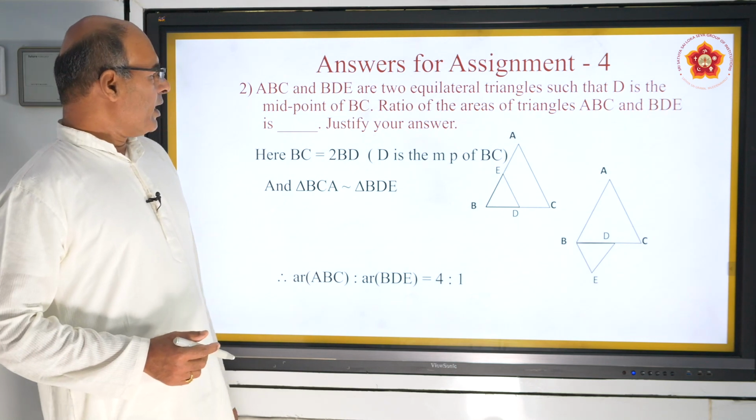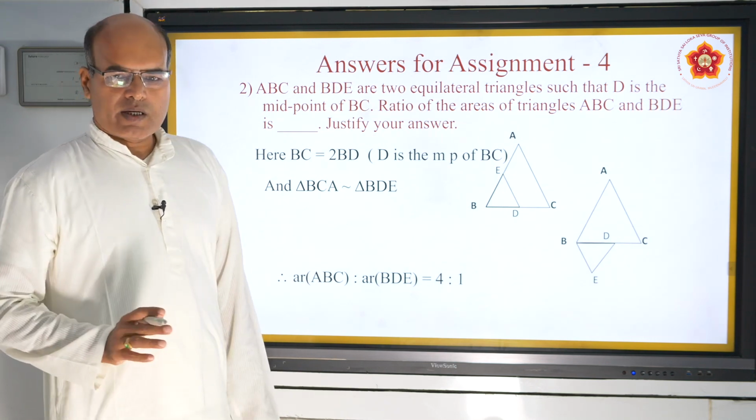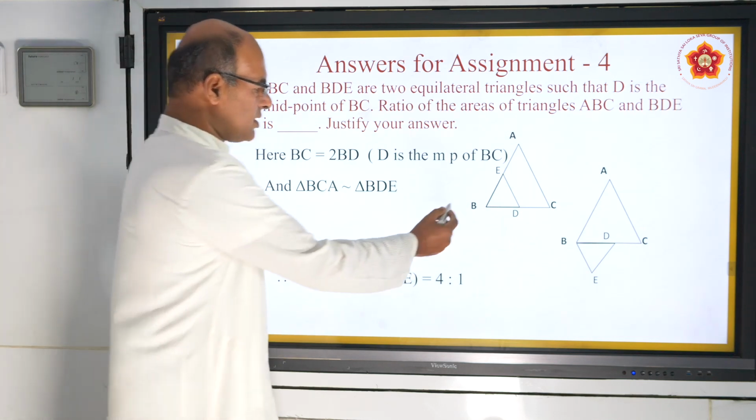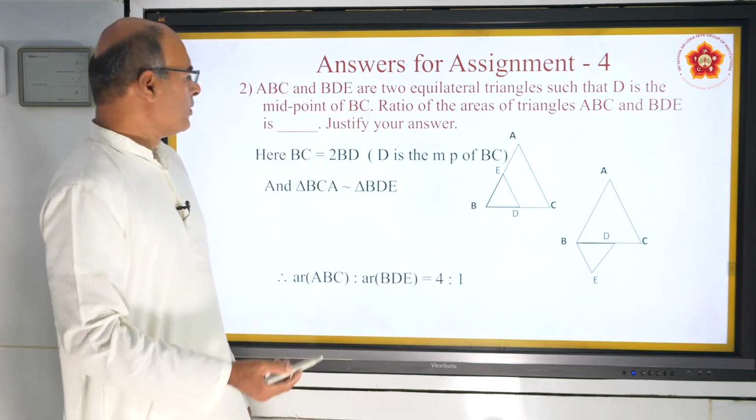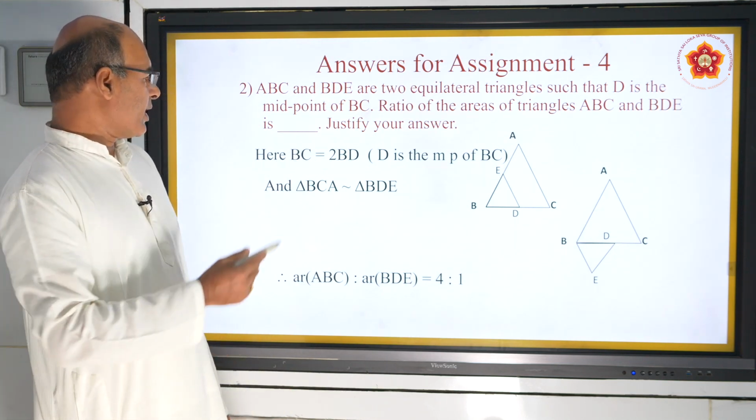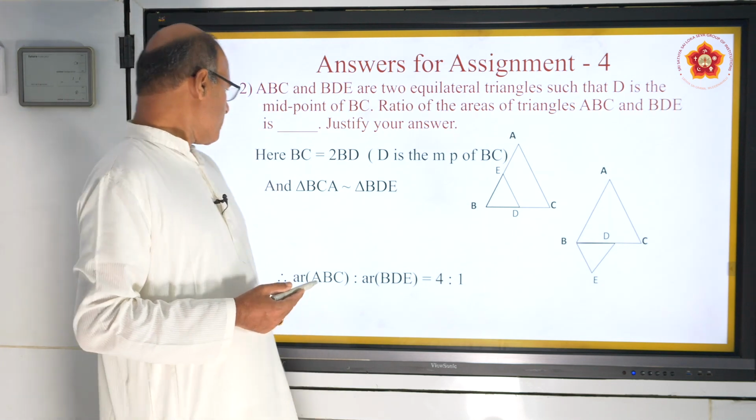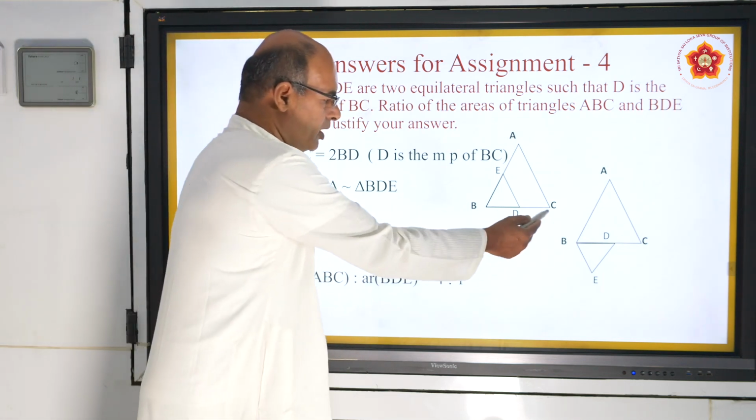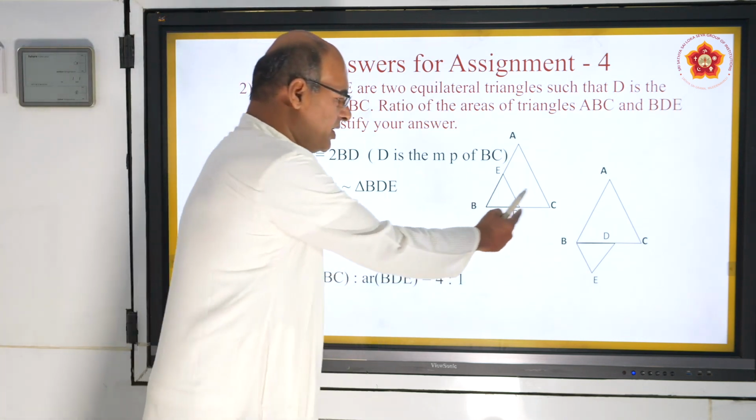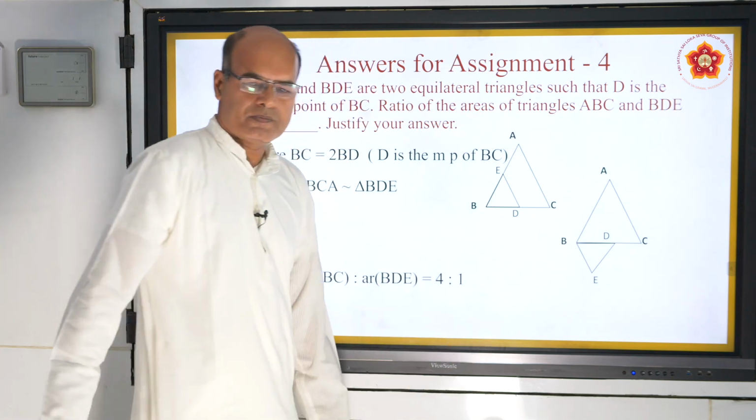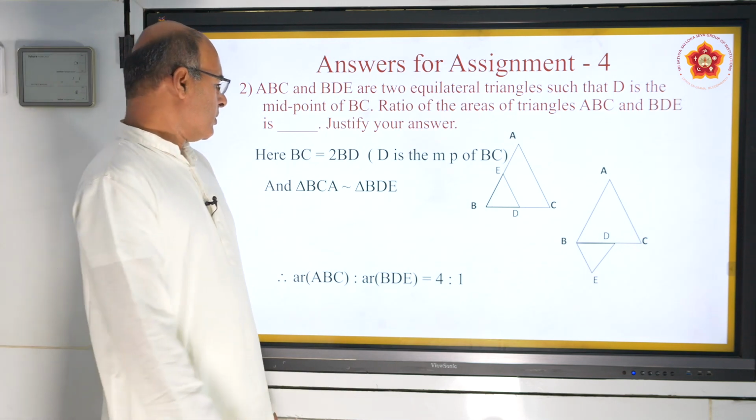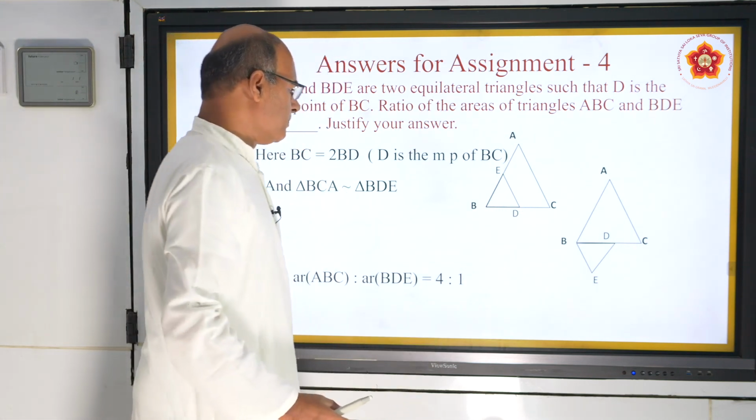ABC and BDE are two equilateral triangles such that D is the midpoint of BC. BC is here, D is the midpoint of BC. We have to find the ratio of the areas of triangle ABC and triangle BDE. As D is the midpoint of BC, we can write BD as half BC, or we can write BC is equal to 2BD, in both the figures. So we can assume any one of the figures. So here BC is 2BD.